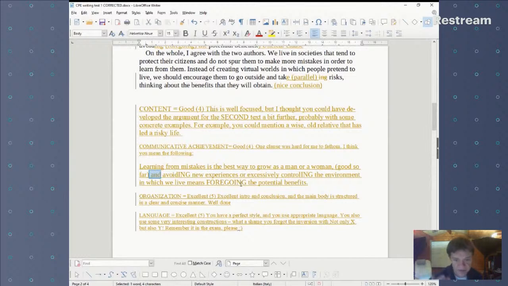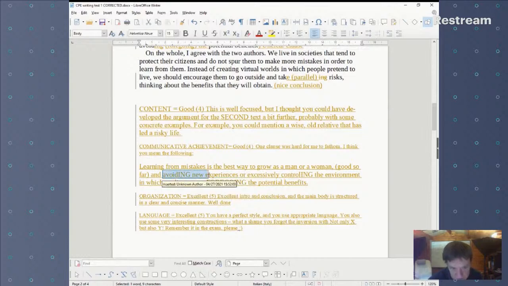So learning from mistakes is the best way to grow as a man or woman, and avoiding new experiences or excessively controlling the environment in which we live means foregoing the potential benefits. Notice I've got avoiding, controlling, foregoing. I used foregoing here to avoid using avoiding. Yeah, I didn't want to use avoiding twice, and foregoing works very well. It means going without. Yeah, and so it means losing, yeah, missing the potential benefits. So yeah, that one I think sounds a lot better.